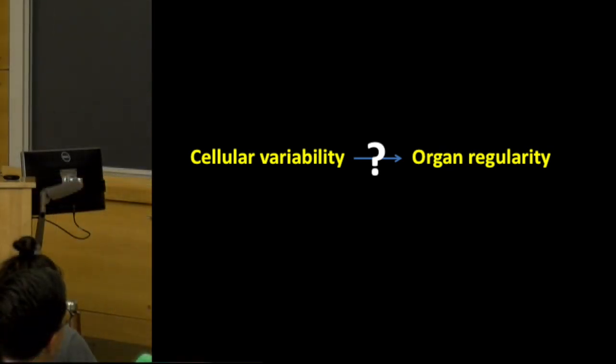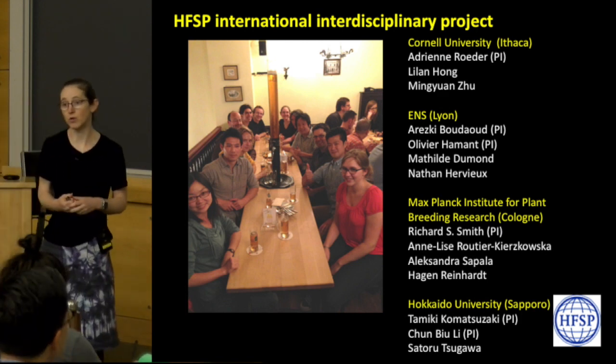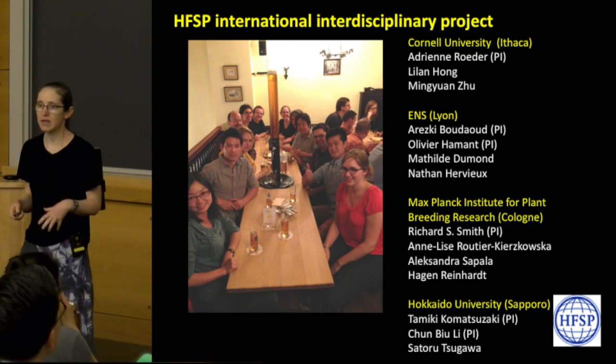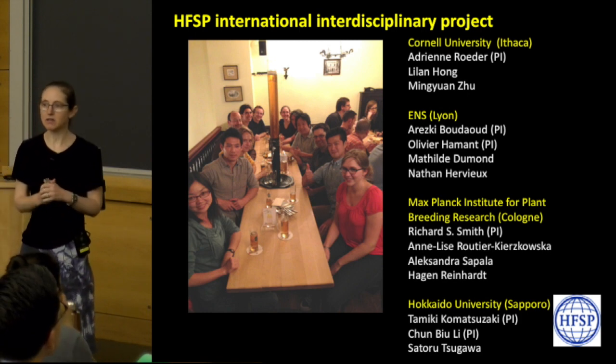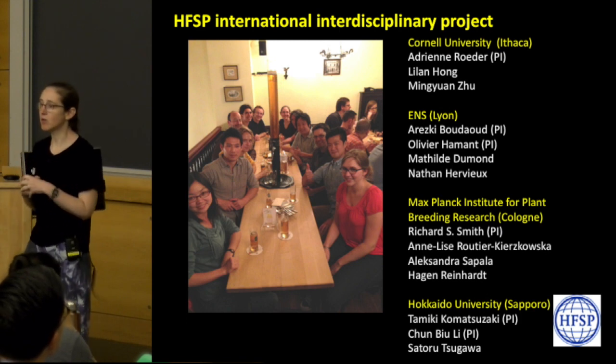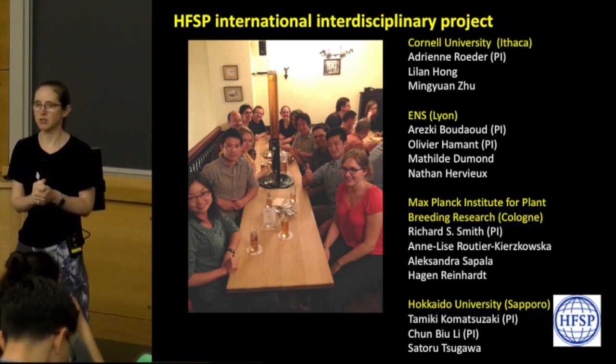And that's the question that fascinated a bunch of us. So we're going from cellular variability to organ regularity. And we got together a team. The way this happened is I had met Rezgi Burud, a biophysicist who focuses on plants. I met him at a conference, and we sat down and had lunch and said, we've been wanting to collaborate for a long time. Why don't we put together a Human Frontiers collaboration?